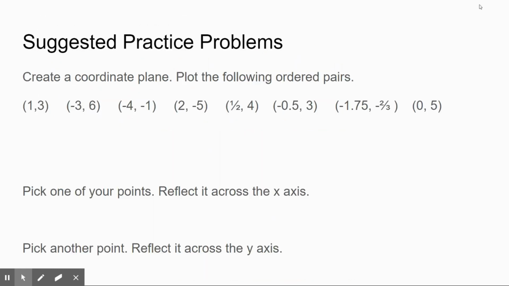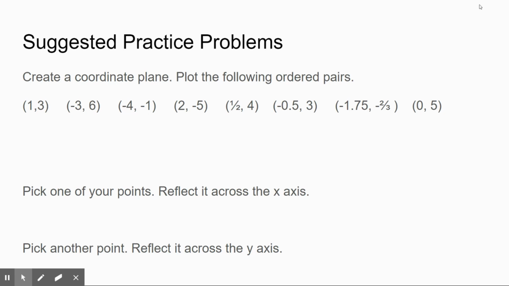Finally, we come to our suggested practice problems. I want you to create your own coordinate plane and plot the following 8 ordered pairs. The first 4 are all integers, so they'll be a little bit easier to plot. The second 3 at least have just any kind of rational number in there. Some of them are fractions, some of them are decimals. Do your best to figure out where those should be. And the last one is 0, 5. This one's kind of weird because it's not in a quadrant, but I want to see if you can figure out where that would go.